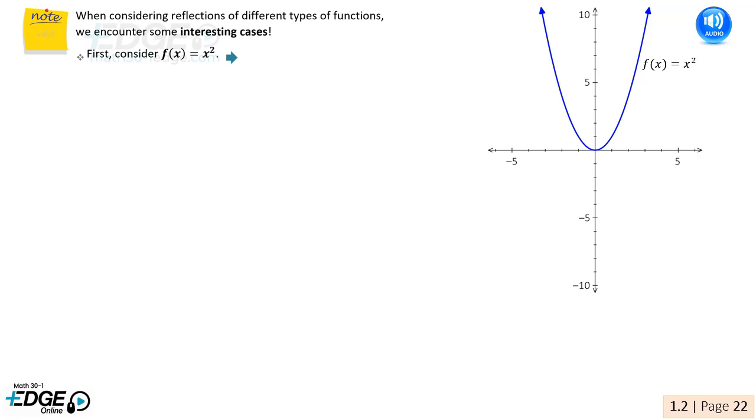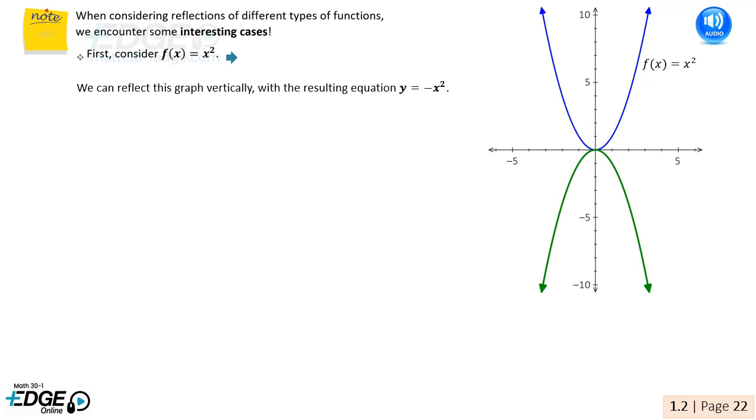Sometimes, as we work with transformations, we find some particularly interesting cases. Here, let's take the base parabola of f of x equals x squared and try a reflection over the x-axis and then later over the y-axis. When we reflect this over the x-axis, we get a graph in which all points have changed their y-coordinate from positive to negative, except of course for the vertex at 0, 0. That is the one invariant point. We've seen this before. This is nothing surprising.